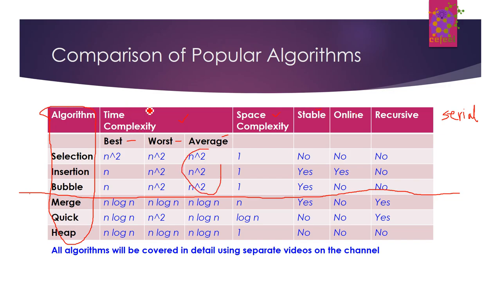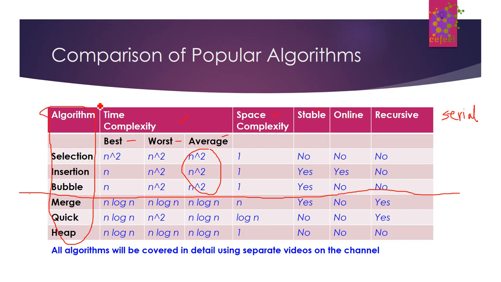So these algorithms are pretty similar. They actually work in a similar fashion. In the worst case and average case, which means for absolutely unsorted data, these would perform in order of n square. Which means there will be two loops, one inside the other. So selection, insertion, and bubble.